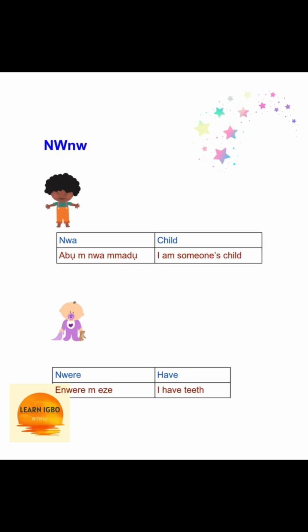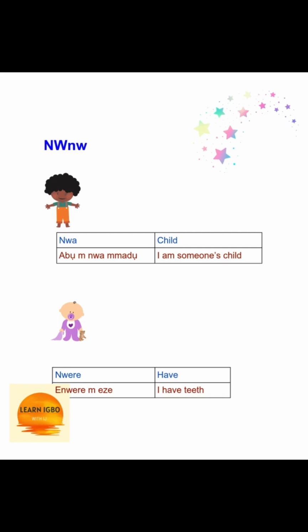Today's letter is the letter W. This is the second variation of the letter N. Like I said, the letter N of the Igbo alphabet has three variations. So this is the second one of those variations. The letter W.